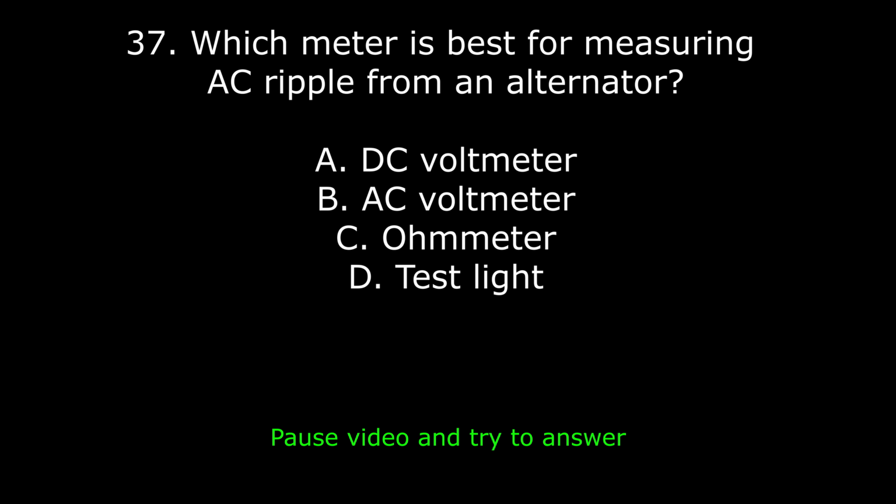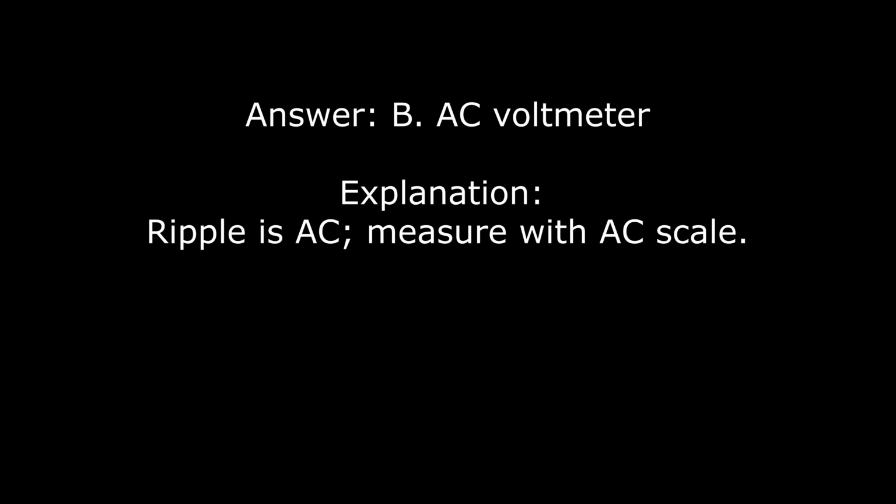37. Which meter is best for measuring AC ripple from an alternator? A. DC voltmeter, B. AC voltmeter, C. Ohm meter, D. Test light. Answer is B. AC voltmeter. Explanation: ripple is AC. Measure with AC scale.